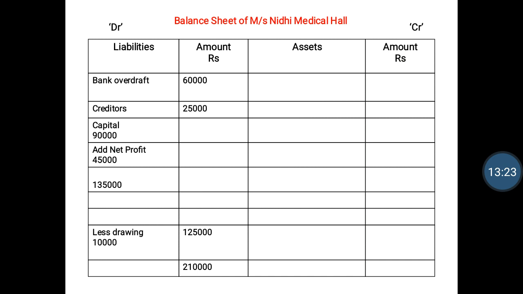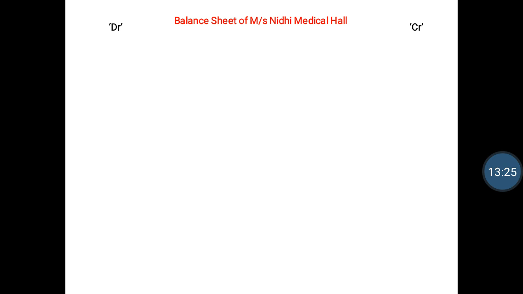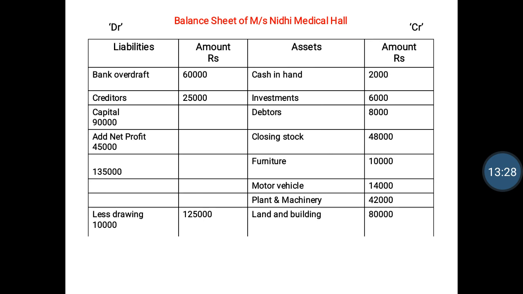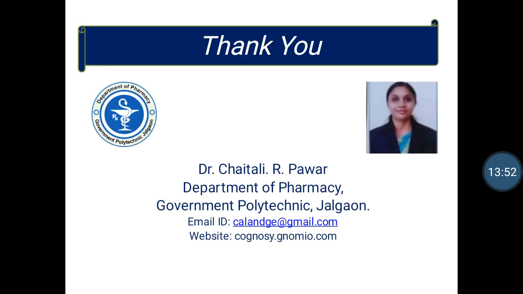So at the end, this balance sheet is like this, that means both sides, liabilities and assets. So make the total of liabilities and make the total of assets also, and that total is 2,10,000. So in this way, we prepare the balance sheet of Nidhi Medical Hall. So in this way, it is all about the balance sheet. I think you will have understood very well.